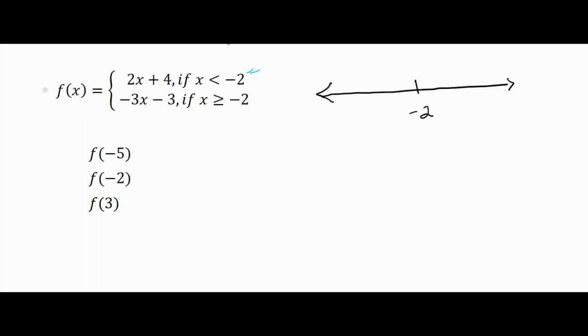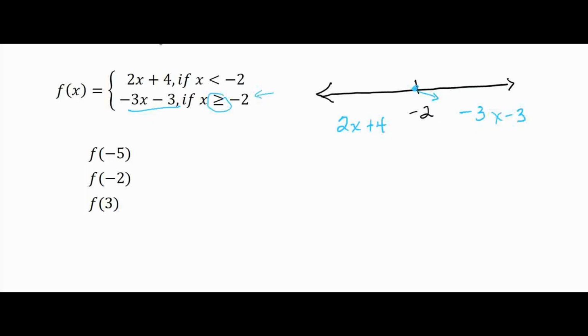Now this first part of my piecewise function says that if x is less than -2, I'm going to be using this expression here to evaluate my function, 2x plus 4. If I am greater than -2, I'm going to be using this expression, -3x minus 3. And if I am right smack dab on -2, according to this inequality where it says greater than or equal to, I'm using this expression of -3x minus 3. So if I'm right at -2, I'm going to be using this expression over here toward the right.